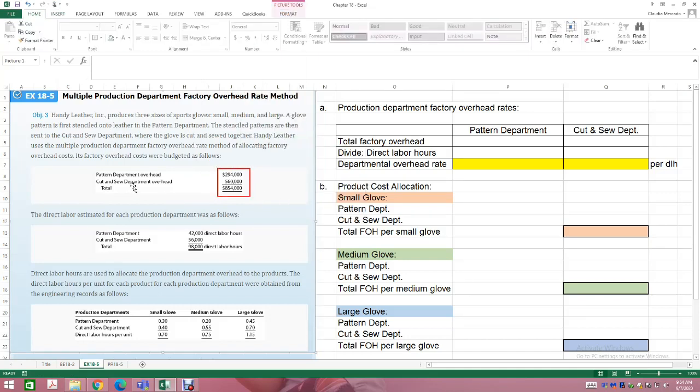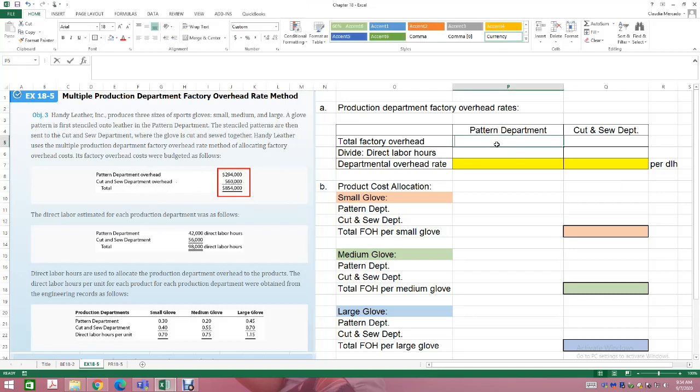So, according to the problem, they've budgeted $294,000 for the pattern department. This is for the overhead, and $560,000 for the cut and sew department. So I'm going to put that there. $294,000, and for the cut and sew, it's $560,000. That's going to be my starting point, my factory overhead.